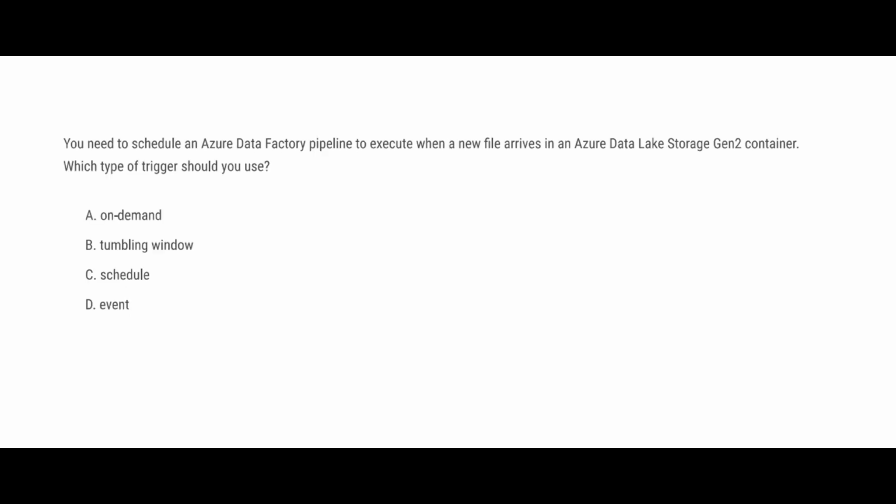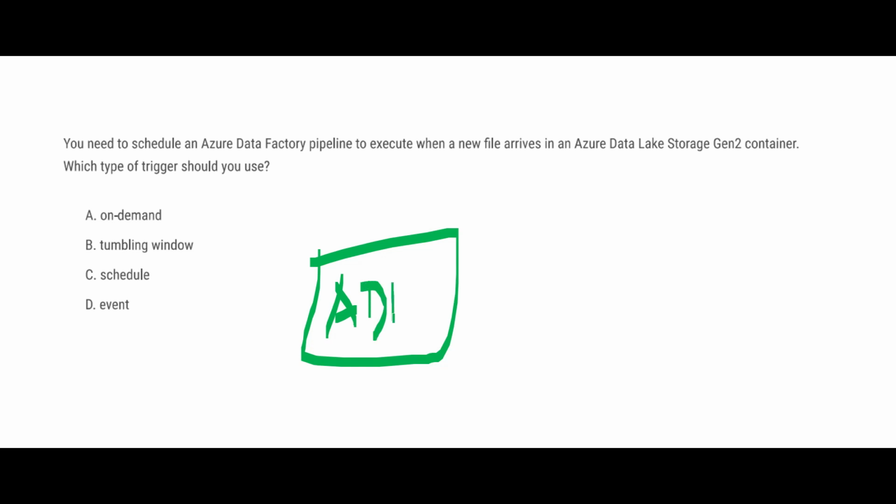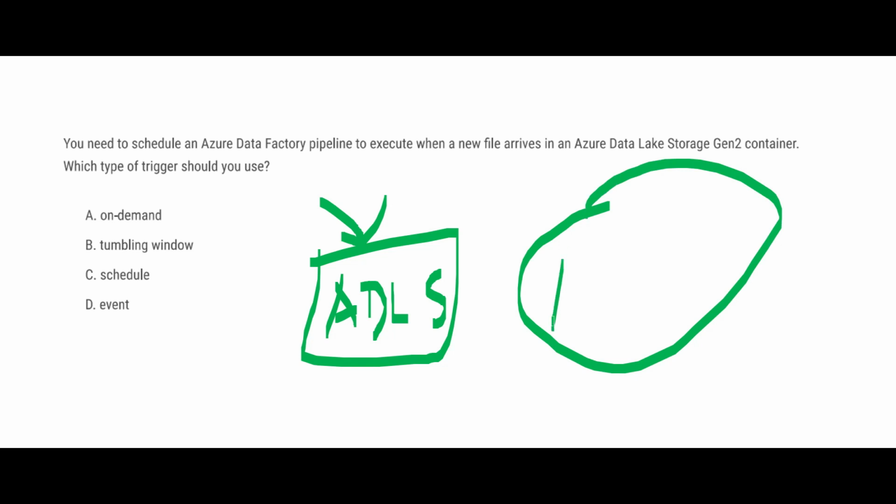Now if you look at this next question, you need to schedule a Data Factory pipeline to execute when a new file arrives. So I'll just draw a diagram, it will make it clear. You have Azure Data Lake Storage. Okay, so this is Data Lake, ADLS storage. Okay, and then a file comes here. The moment a file comes here, you should activate ADF, that is Azure Data Factory. This should get activated and say, hey, I got a file, now let me process it. It should immediately get on the job.